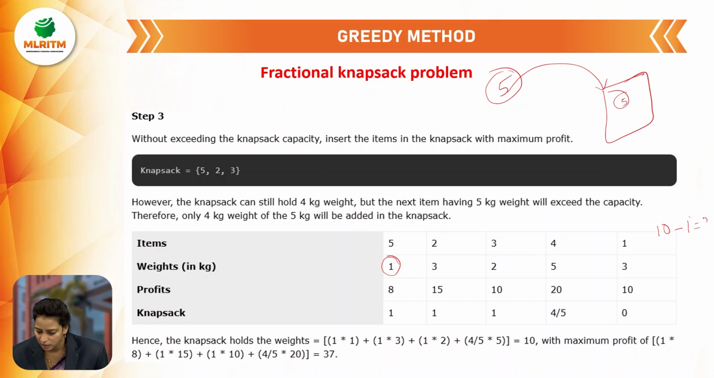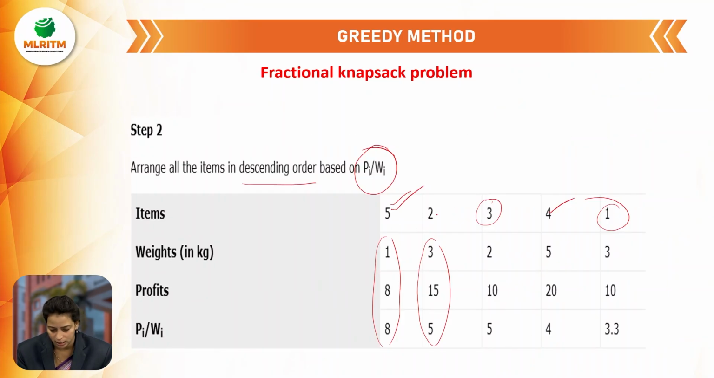So what is the remaining capacity? 9 kgs. Why 9 kgs? In the example, they consider knapsack bag is 10 kgs. Why 9 kgs? Already one full item is placed into the knapsack. What is that item weight? 1 kg. 10 minus 1 is 9 kgs, right? So next, which item is placed into the knapsack? Next, second item is placed into the knapsack.